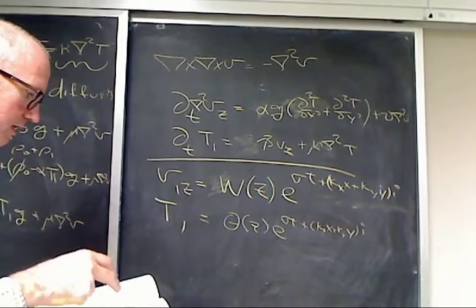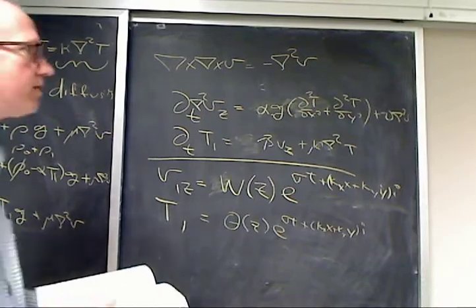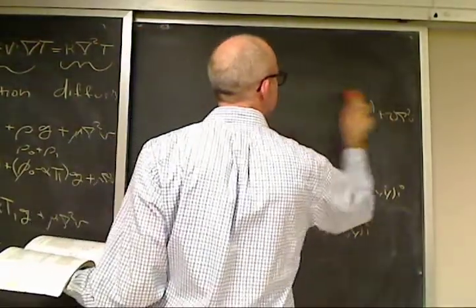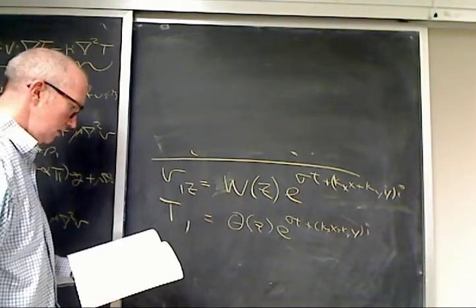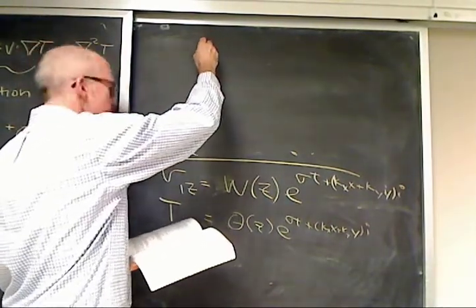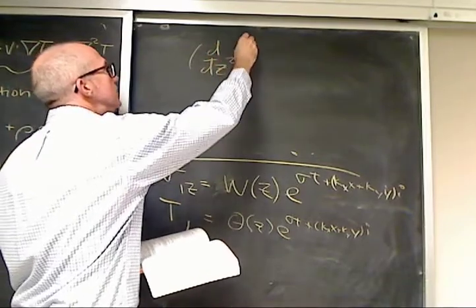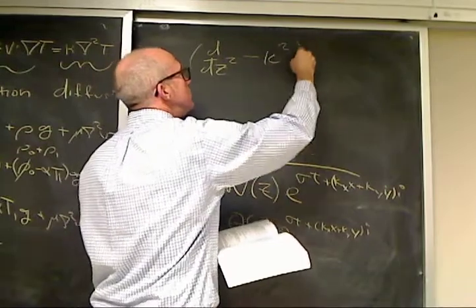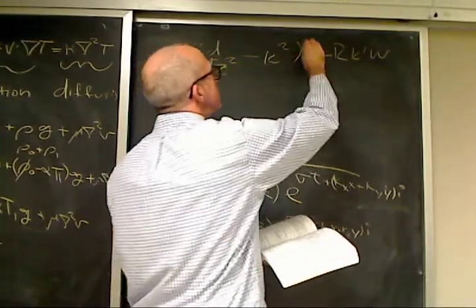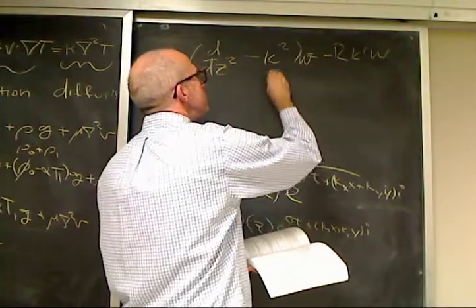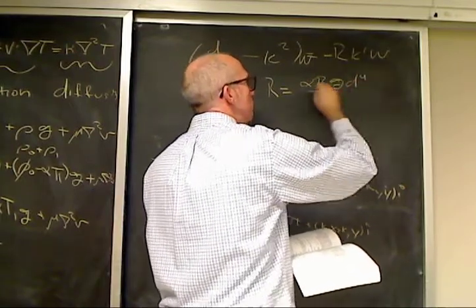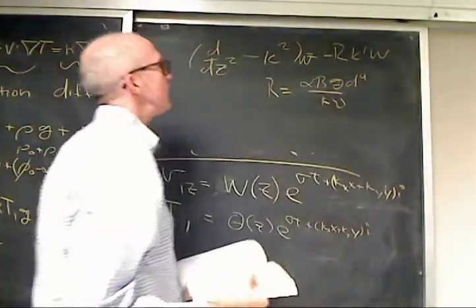So we combine these two equations and we're left with this gnarly third order equation, which goes like d by dz squared minus k squared, cubed, equals minus R k prime W. And we've non-dimensionalized this with this Rayleigh number R, which is alpha beta g d to the fourth over kappa times the viscosity.